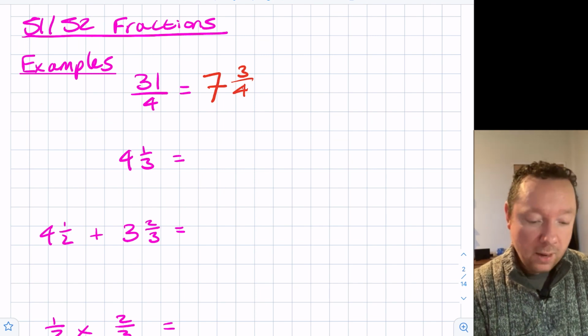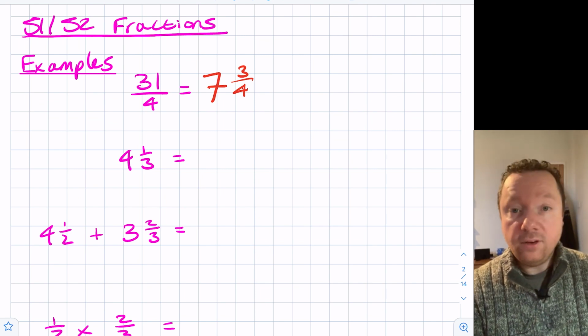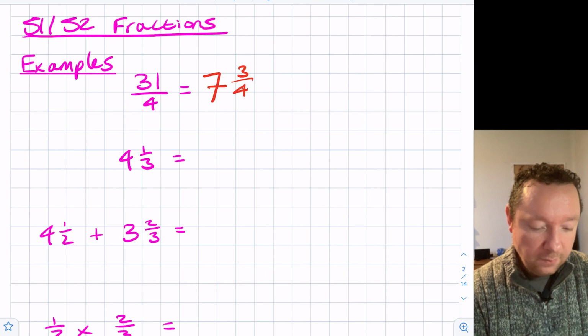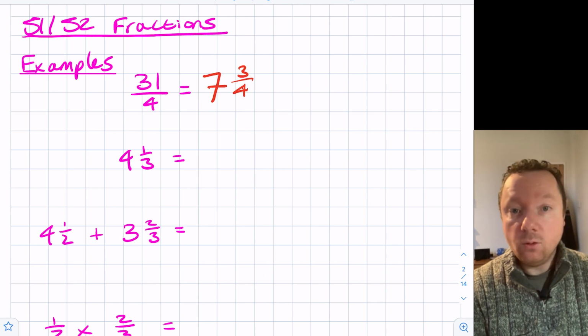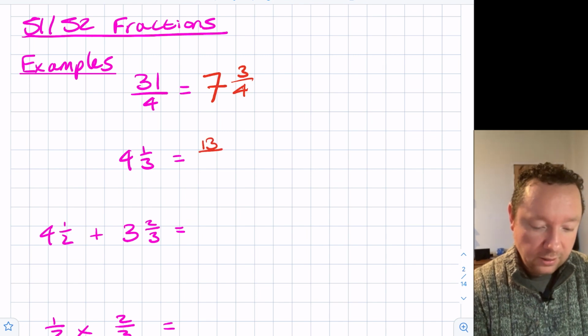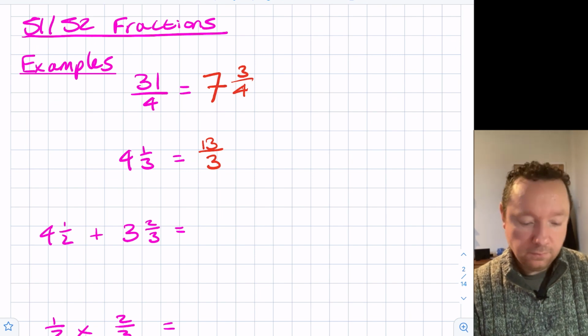We can do the same going backwards. If I want to change 4 1/3 into a fraction, I just do 4 times 3, which is 12, and add 1, which is 13. So I get 13 over 3 as a fraction.